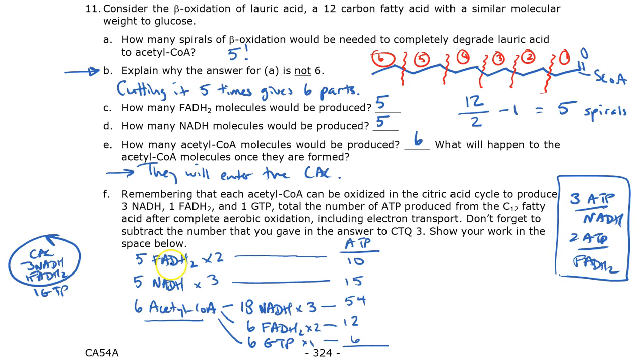So multiplying your FADH2s by 2 to get 10, your 5 NADHs by 3 to get 15, 18 NADHs by 3, which is 54, the 6 FADH2s times 2, 12, and 6 GTPs, those are the same energy, remember, as ATP, so that counts as 6. So if I add those all together, I get 97 ATP.